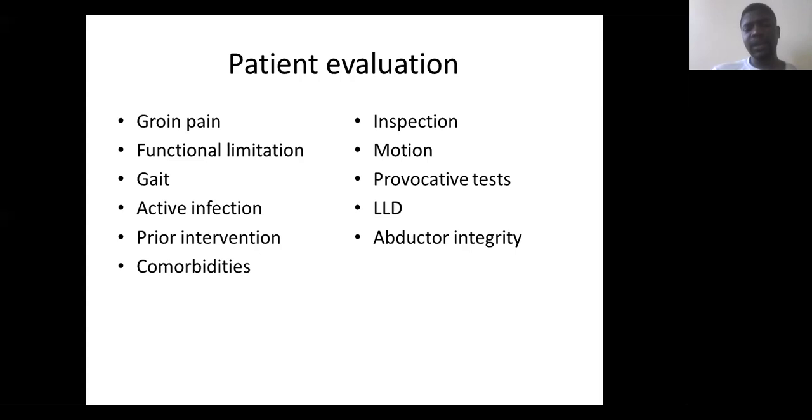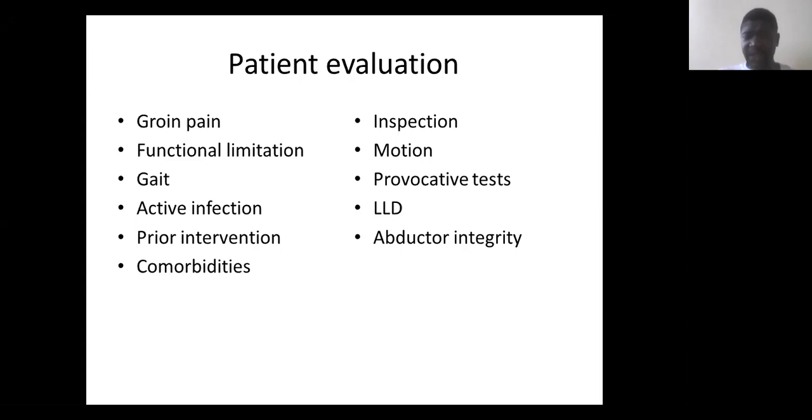Some patients might have had periacetabular osteotomies. We should take cognizance of that. Then patients who have had proximal femoral osteotomies, we should be prepared for that as it dictates our options for total hip replacement. Then comorbidities goes without saying, since we are taking this patient for a major procedure.